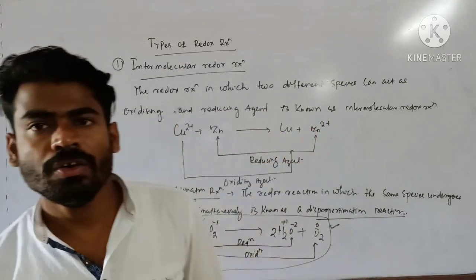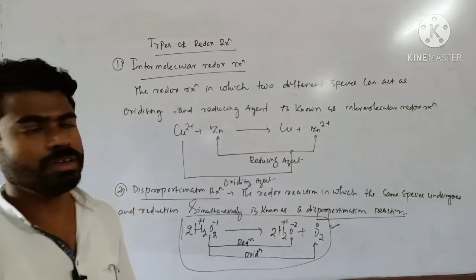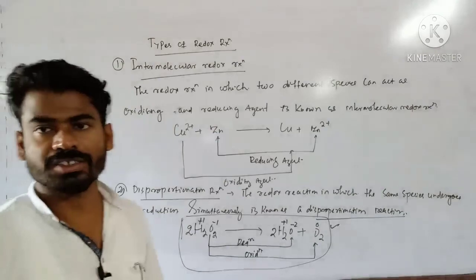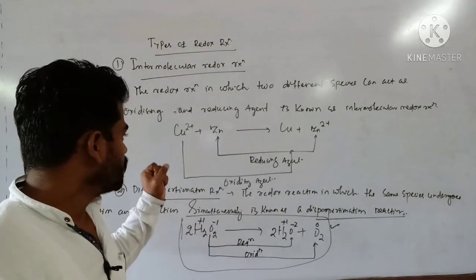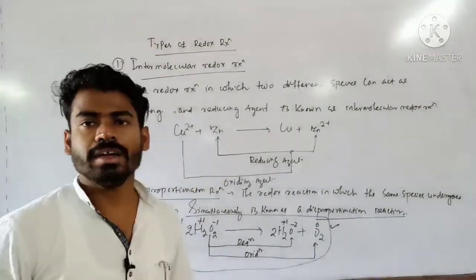So in this class, we have defined oxidation, reduction, what are the basic rules to determine the oxidation number, and we have solved for oxidizing agent and reducing agent.